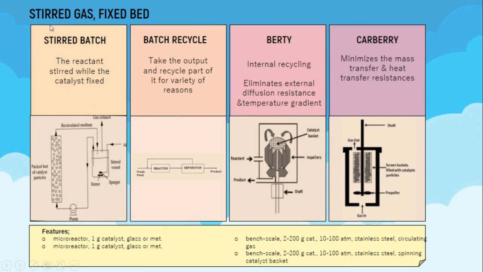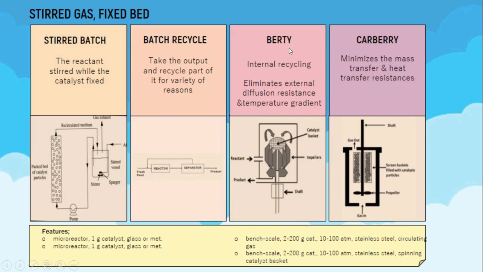The second class is stirred gas fixed bed. We have stirred batch in which the reactant is stirred and flow while the catalyst is fixed. We also have the batch recycle, where the reactant will undergo reaction here with the catalyst, and then the catalyst will be separated and used again for this reaction.